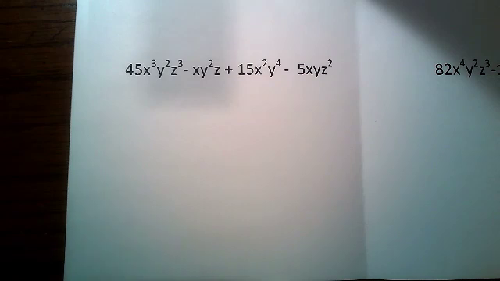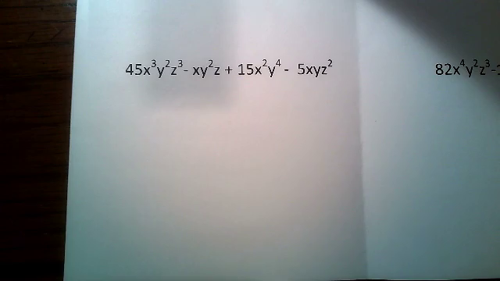Alright, let's move down to the next one here. So I've got 45x cubed y squared z cubed minus x y squared z plus 15x squared y to the fourth minus 5xyz squared.